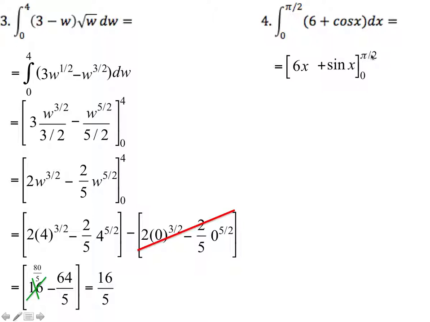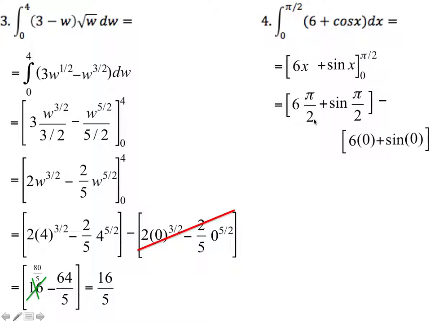And then I'm going to evaluate that expression at pi over 2 and 0. So when I plug pi over 2 in here, I get 6 times pi over 2 plus sine of pi over 2. And then minus, and I'm going to run out of space, so I'm going to put it down here, 6 times 0 minus sine of 0. I just didn't have space to squeeze all that in here.